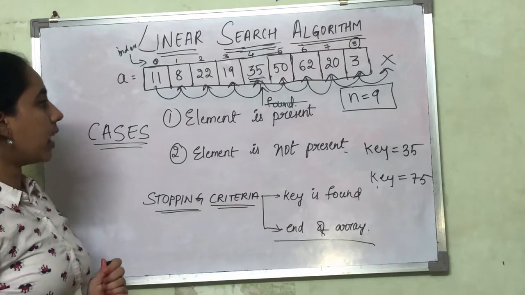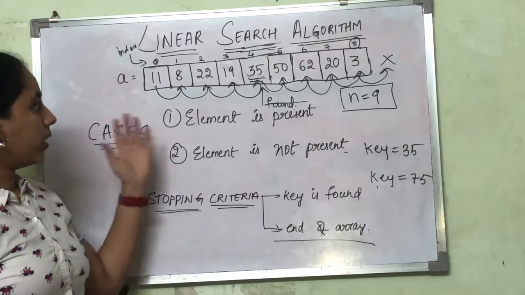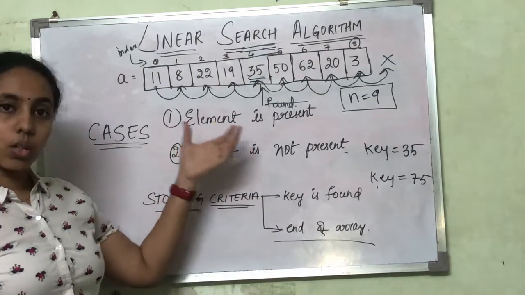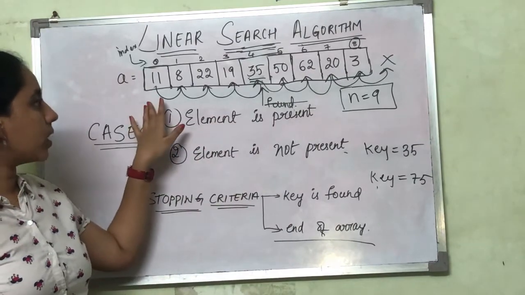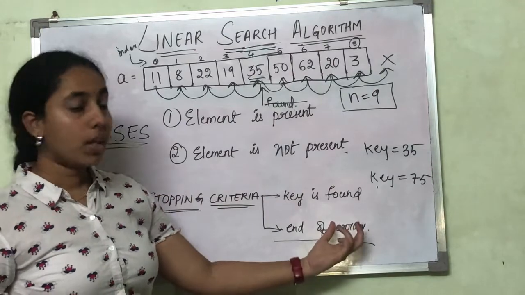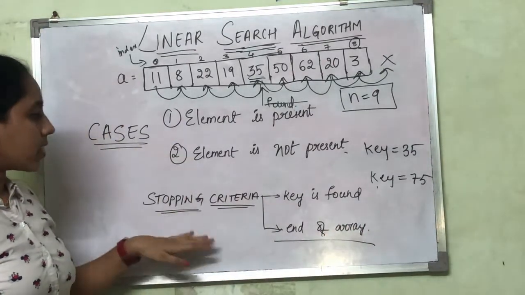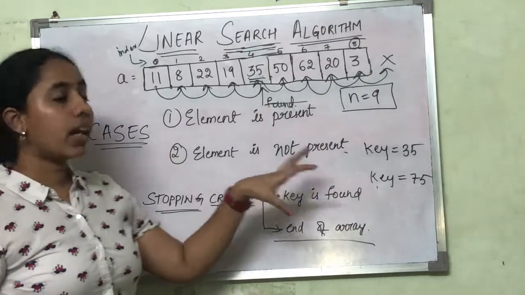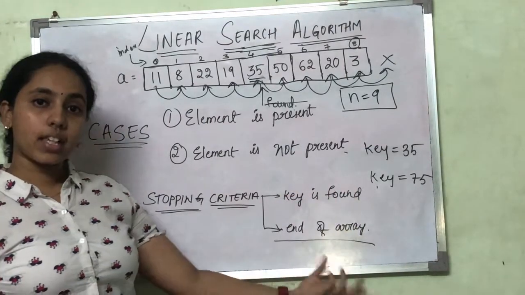So this is the working principle, how this linear search algorithm works. I explained it with this example. What we need to do is write an algorithm using these cases and fit this stopping criteria into that algorithm. We'll see that in the next video.